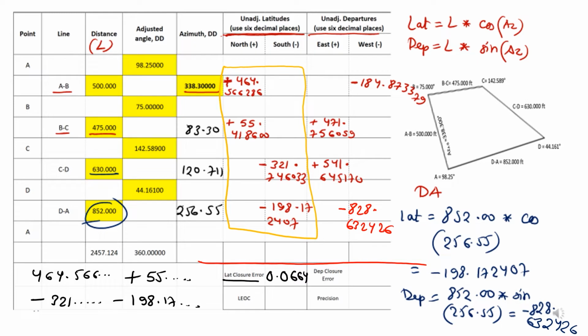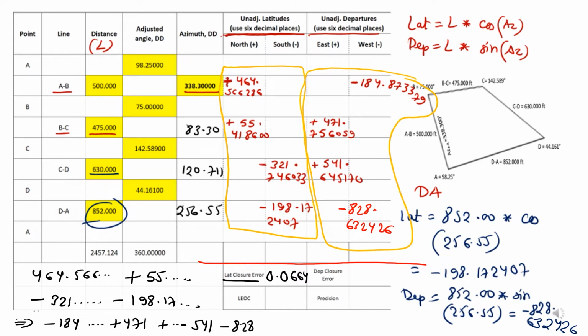So what is the departure closure error? Well, you add all the departures, and again when you add all these terms, keep the sign as it is. So this should be 184 plus 471, 541 minus 828, and when you add all these numbers, what you get is negative 0.1046, and that would be your departure closure error. I saw that most of you have made mistakes while adding this. You just need to add these values. That's it.